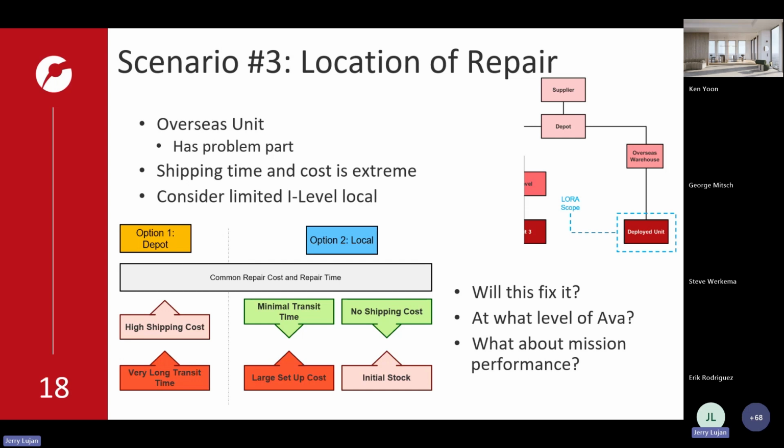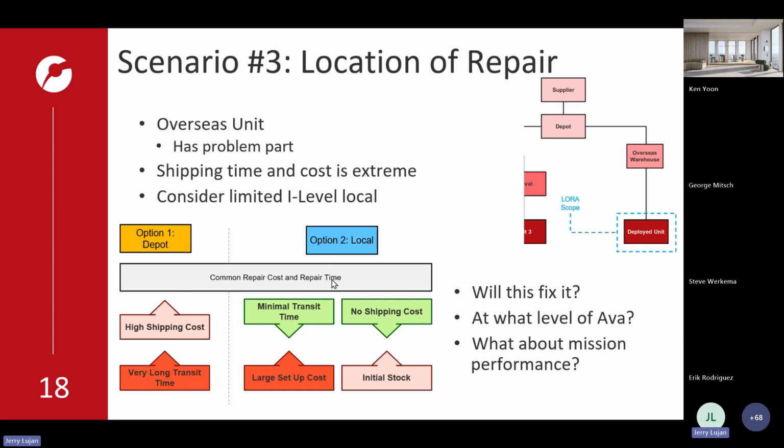And even though the SMR code is going to be universal across the board, we're going to look at it, because we need to know, does this unit need a letter to the commander authorizing them to be able to conduct limited I-level repairs on just a particular type of part, right? In this case, the block, so that it doesn't have to ship everything all the way back to CONUS to the depot. Now we'll say that the repair cost and time is the same.